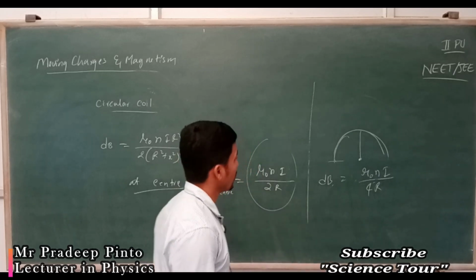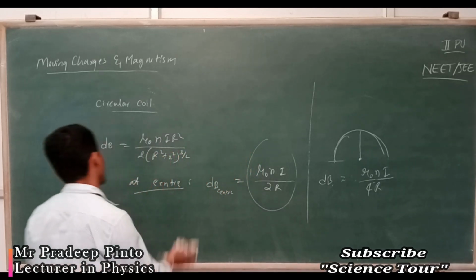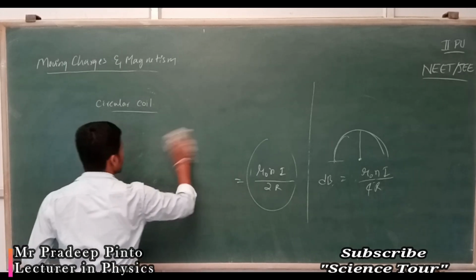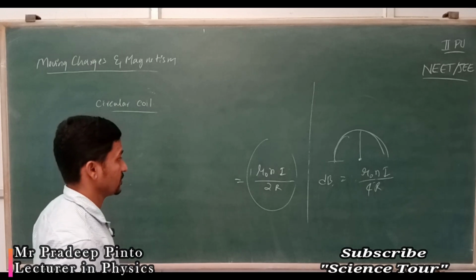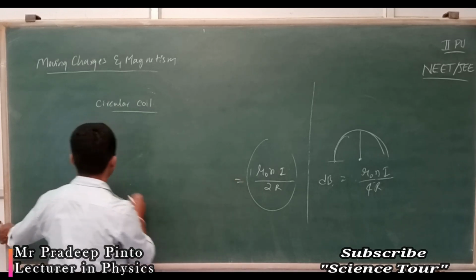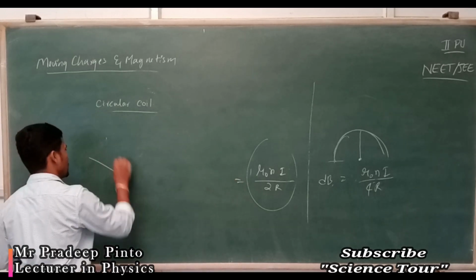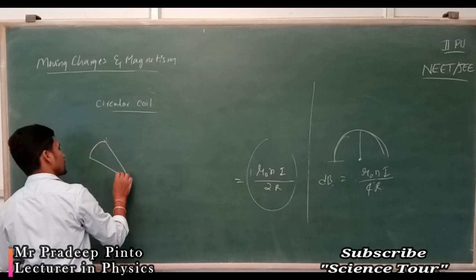Now suppose it is not even like that. So you have been given, okay, some loop, like this.